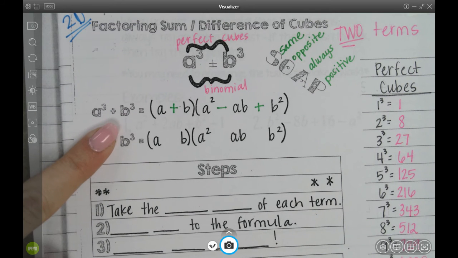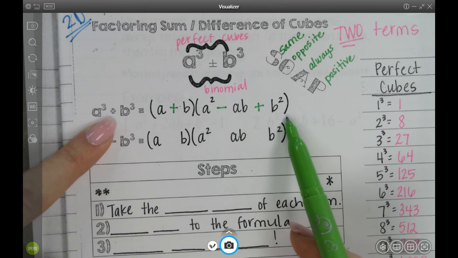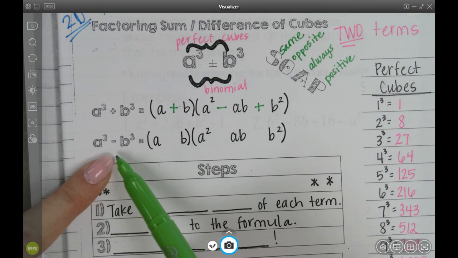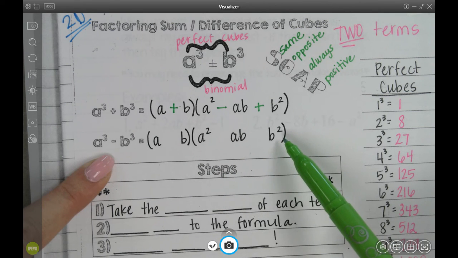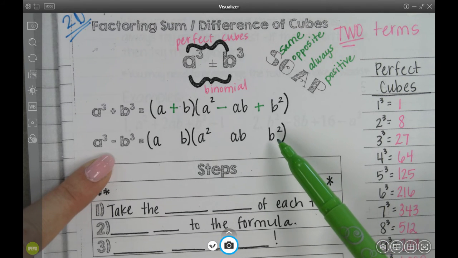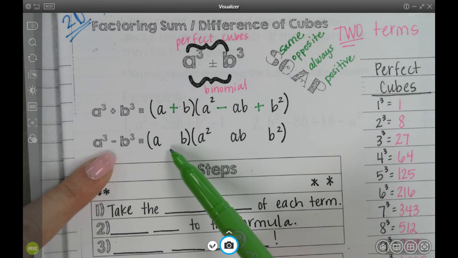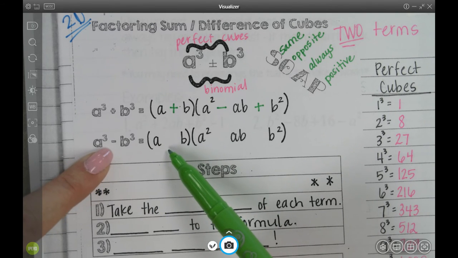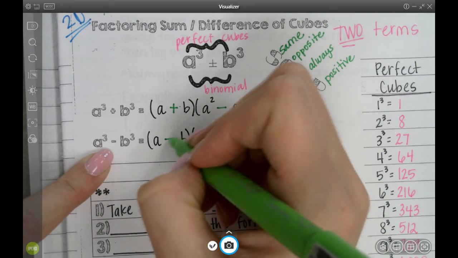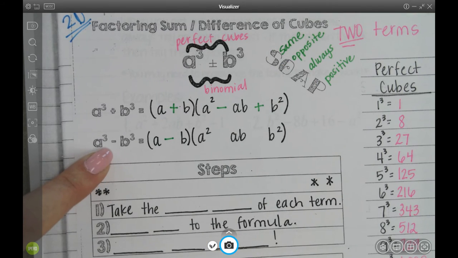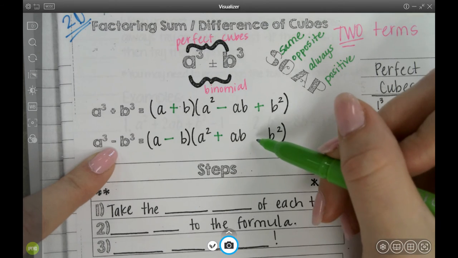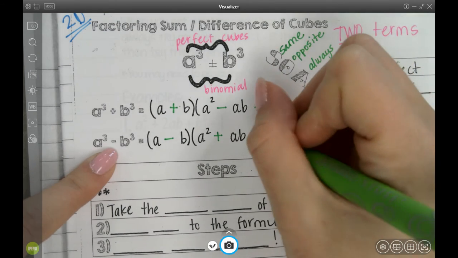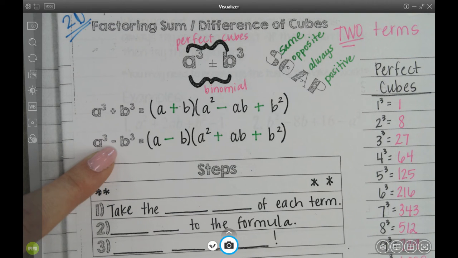So when you have the sum of two cubes, this is your formula. If it's the difference of two cubes, notice your a's and b's and a squareds, all these things are the same, but the signs are going to be different. So your first sign is the same as the expression. So if this is a minus, this is going to be a minus. The second sign is going to be the opposite of that expression. So if this is minus, this is plus. And your last sign is always positive. So that one will be a plus.